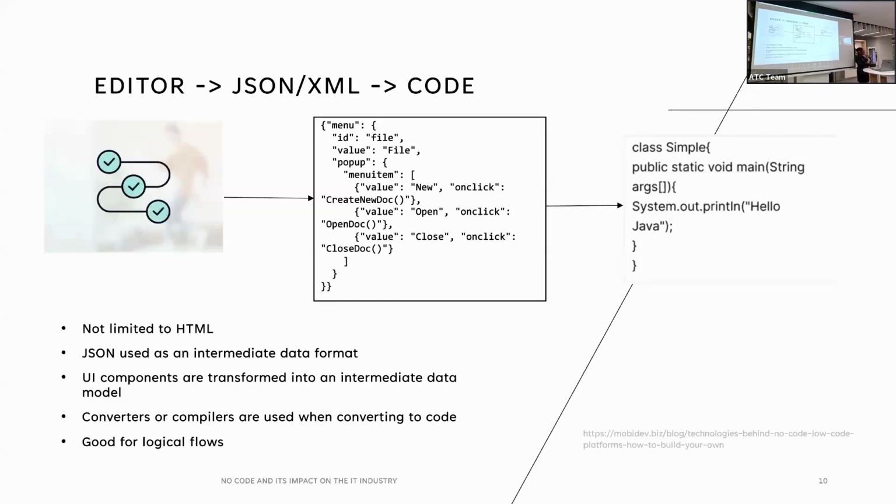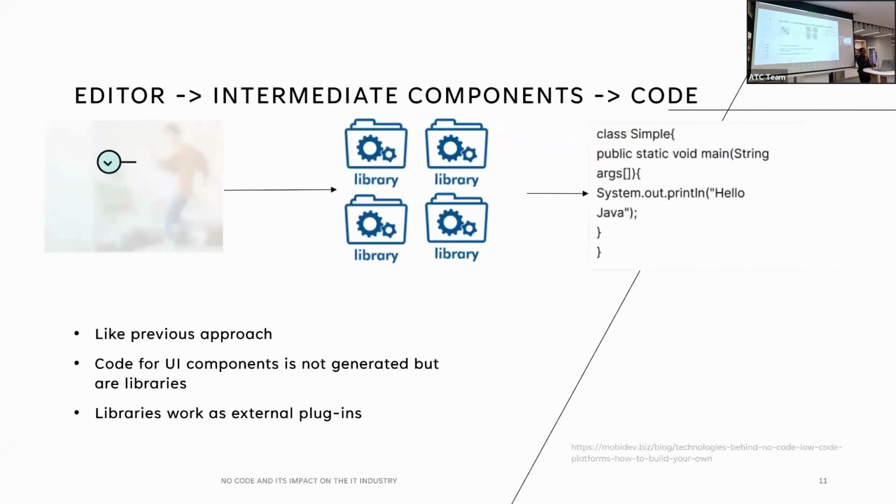It's just that compilation or interpretation will be needed. And then the last one is editor to intermediate components to code. It's just like the previous one. It's just that now there's no need for converters and for compilation, but we can code existing libraries and just import it, or external existing libraries. And this one already has the generated code from UI to code. And the libraries can be generated to the backend code.